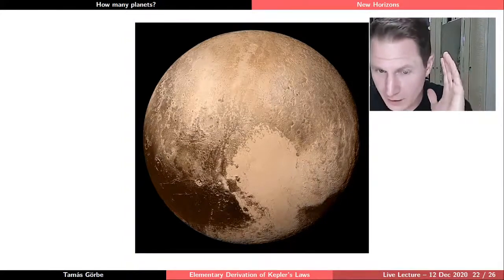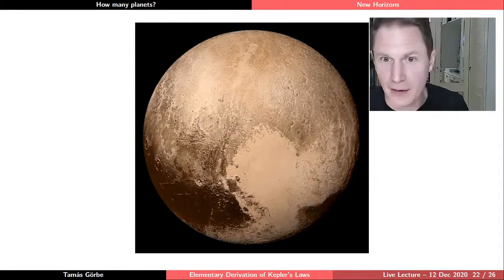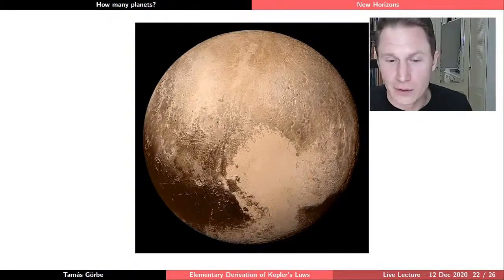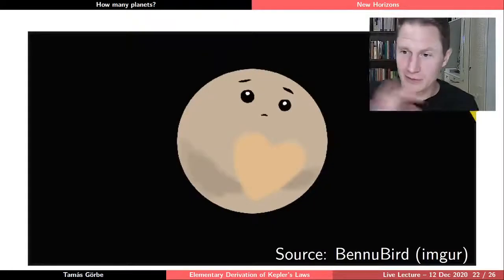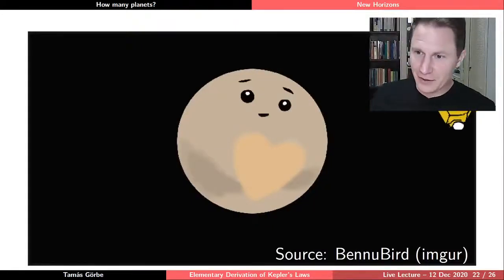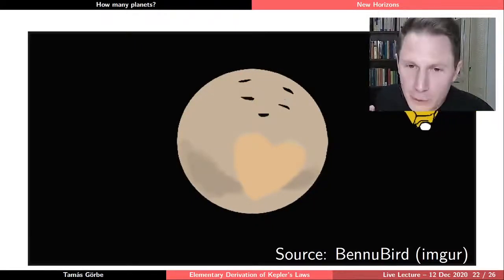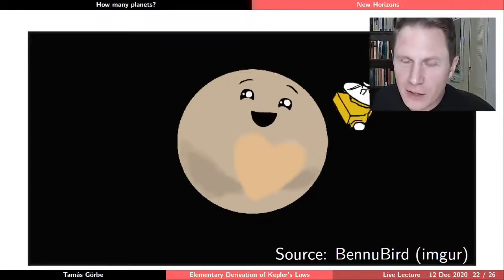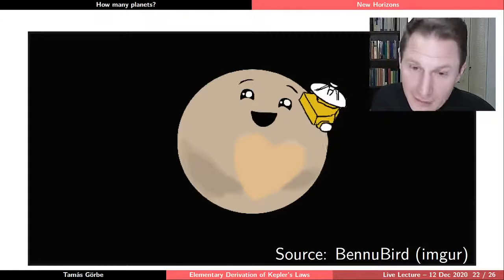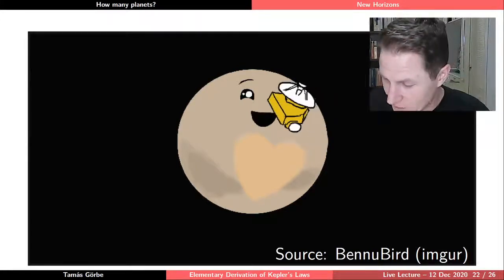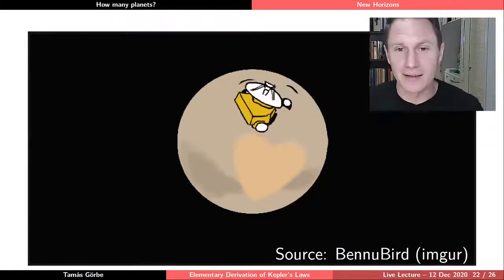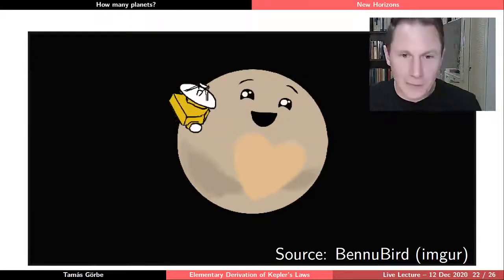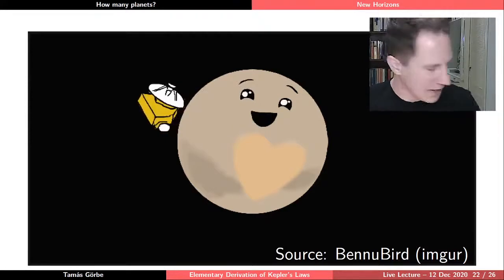Pluto has been demoted to a dwarf planet a good number of years ago now. So this is a cartoon version of Pluto meeting New Horizons and being very happy that it's getting a visitor, but that was a very short visit, so the cartoon is a reflection of that.